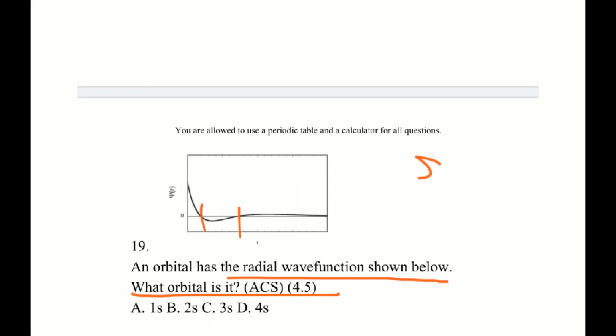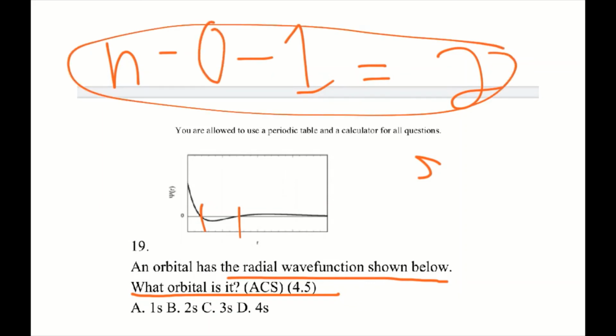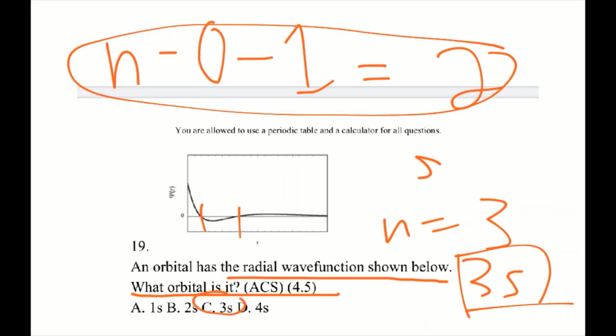So it intercepts 2 times, so there are 2 radial nodes, and remember the equation for radial nodes is n minus l minus 1, and we know what l is because an s orbital has an l of 0. So solving this equation, you immediately figure out that n is equal to 3, and therefore you're looking at a 3s orbital, and C is your answer.